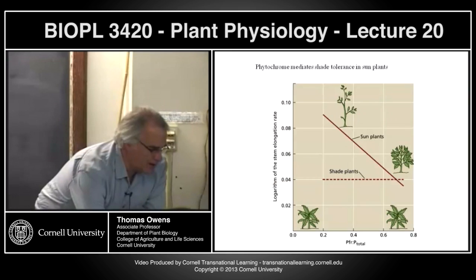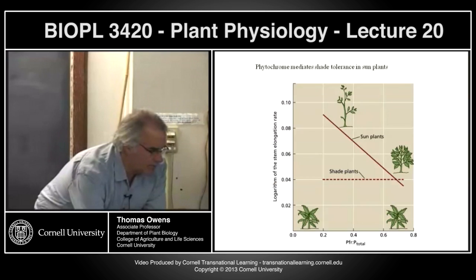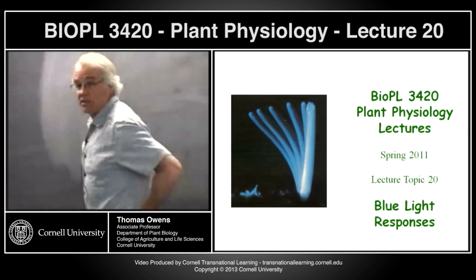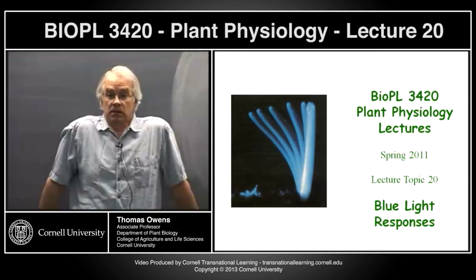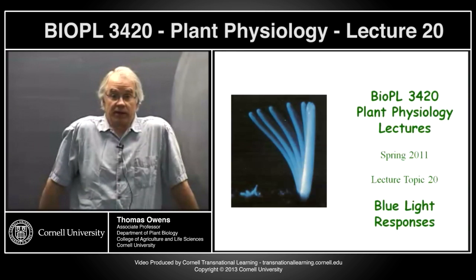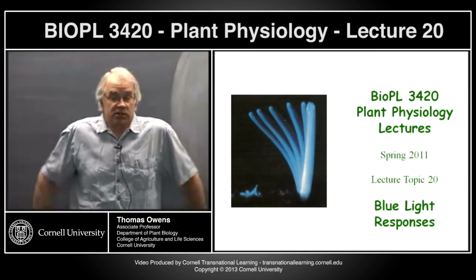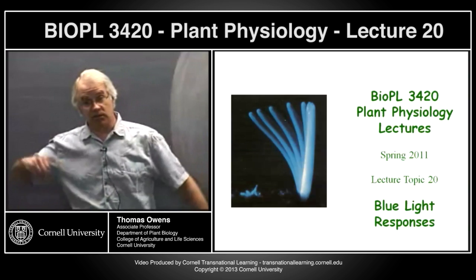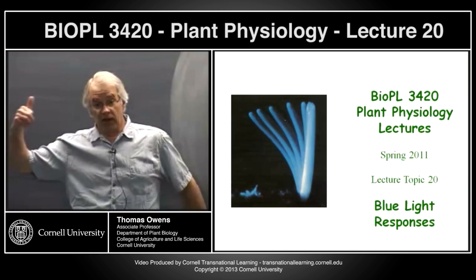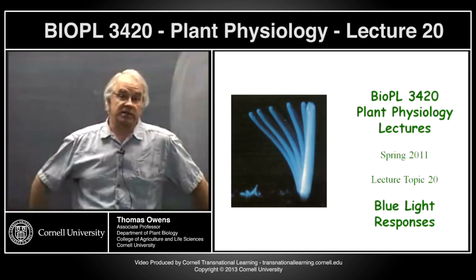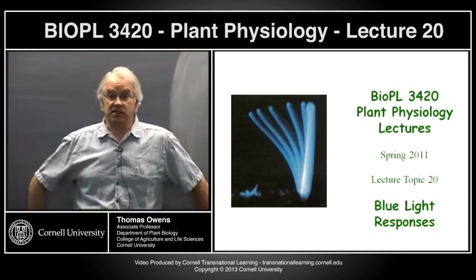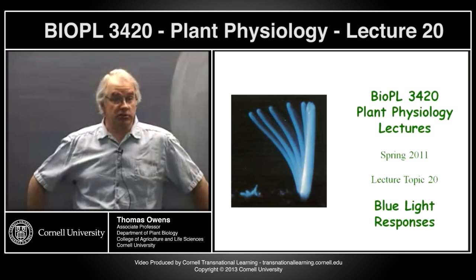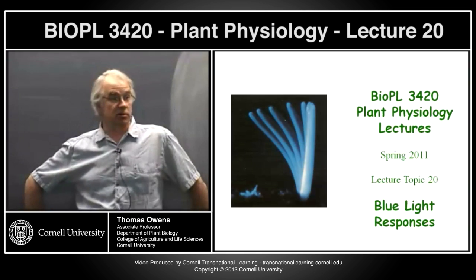Let's switch gears now and talk about blue light receptors. A good place to start is with the question that about half of you asked in your reading questions that I looked at this morning. And that is, if we have red light receptors, the phytochromes, and if we have blue light receptors, the cryptochromes and the phototropins, is there a specific difference in the way these different photoreceptors are used based on the wavelengths of light that they absorb?